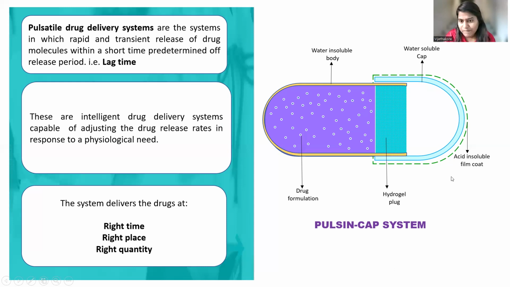The green layer is the acid insoluble film coat. This acid insoluble film coat will not get solubilized in the gastric environment, that is, in stomach pH. When it enters into the basic pH, that is intestinal pH, it starts solubilizing. And this blue one is the hydrogel plug. The thickness of this plug depends on the lag time we want to maintain. As the thickness of the plug increases, the lag time increases. This is the Pulsincap system.